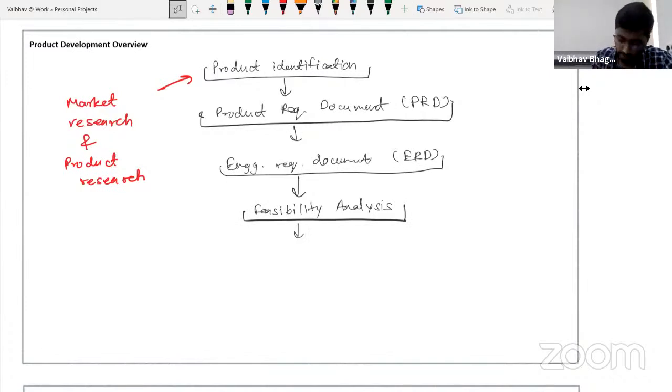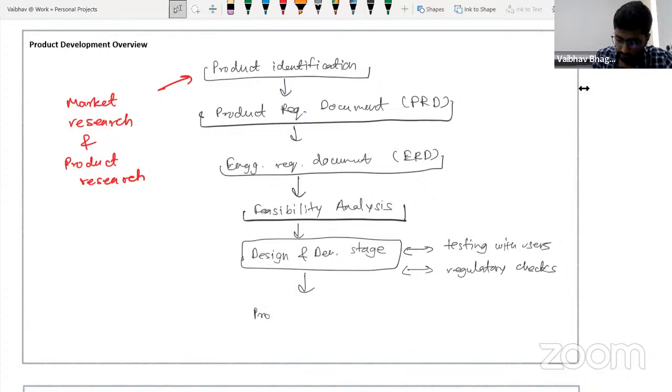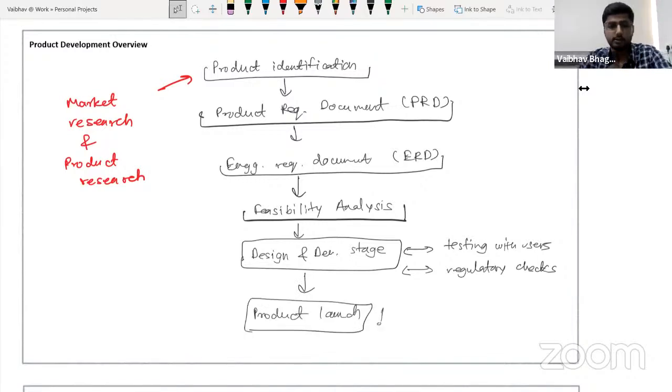Once feasibility analysis is approved, then you go on to the design and development stage. Here you will actually design and develop the product, which will involve a lot of testing with the users. It will involve regulatory checks and n number of things, after which you will go for the product launch. So basically all of these steps are part of product development when it has started.